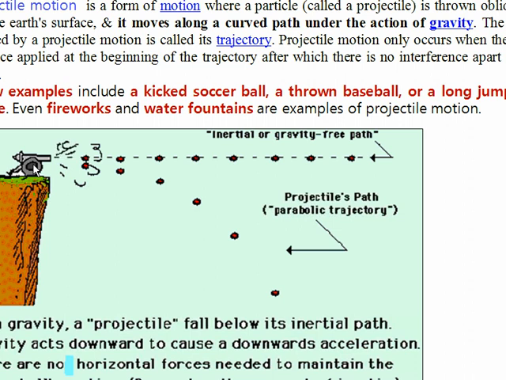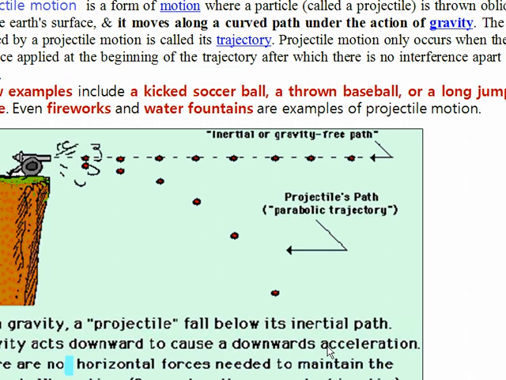So if you fire a cannon on the hill, it may not go like this. It may go like this, with a projectile path because of gravity. With gravity, a projectile first falls below its inertial path. Gravity acts downwards to cause a downward acceleration.